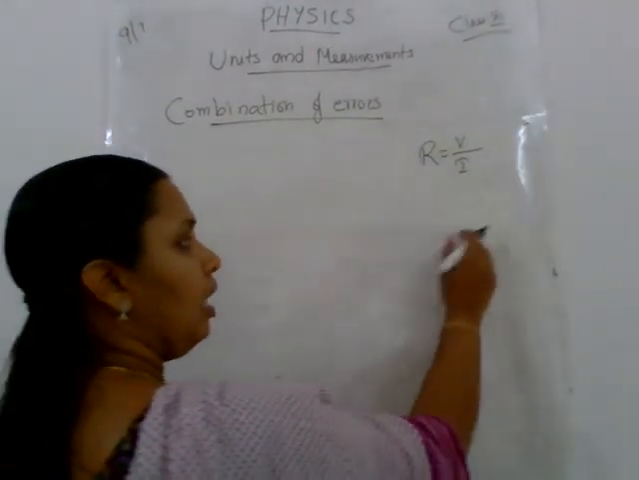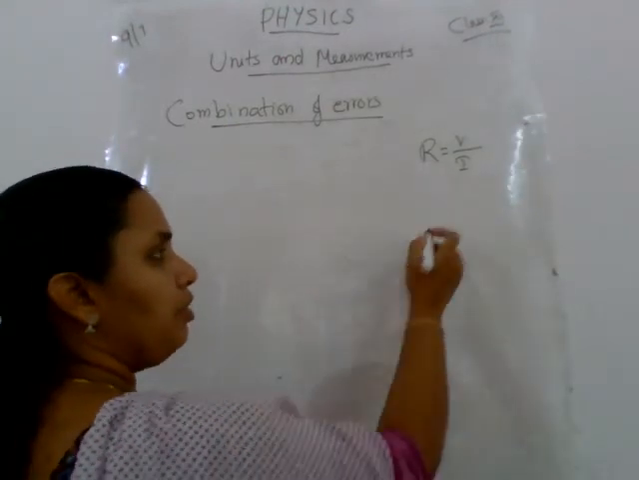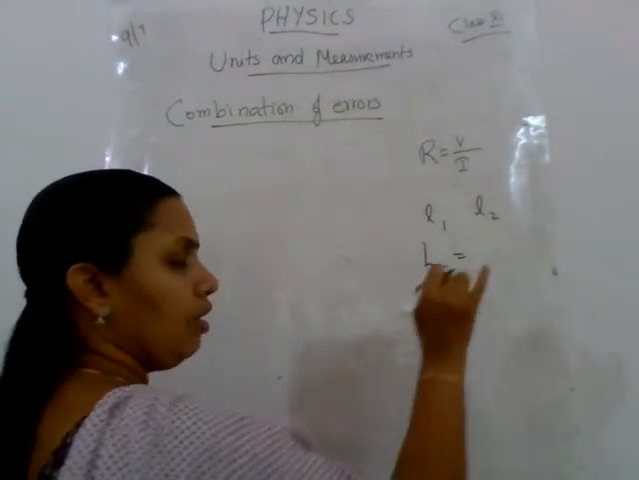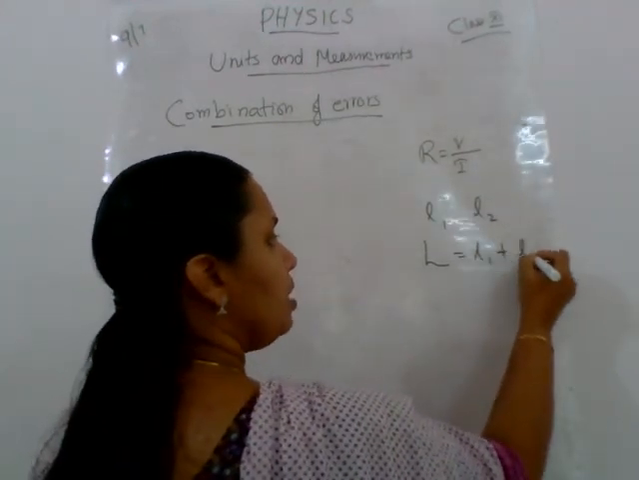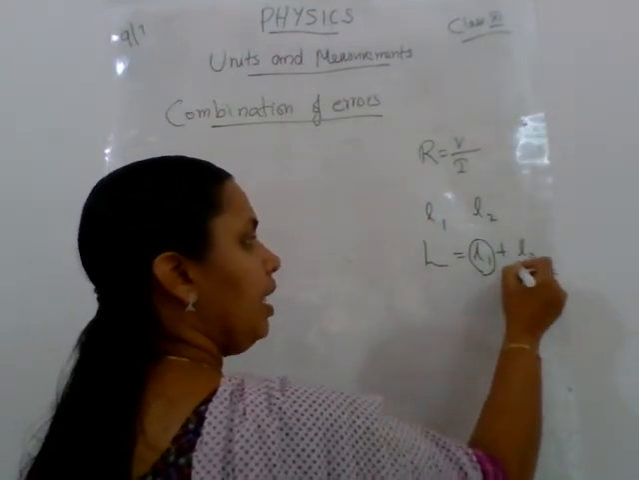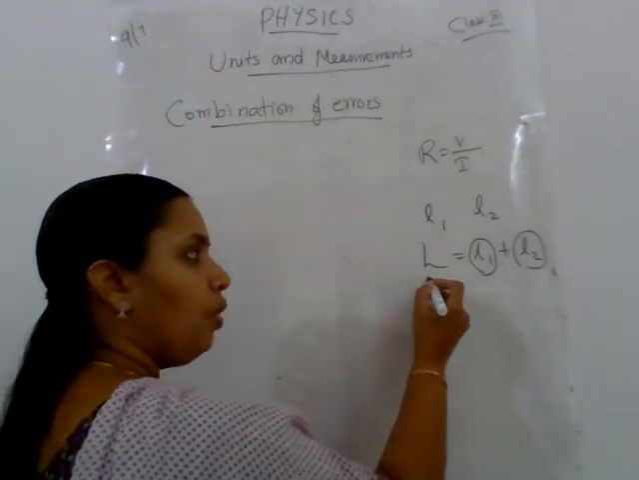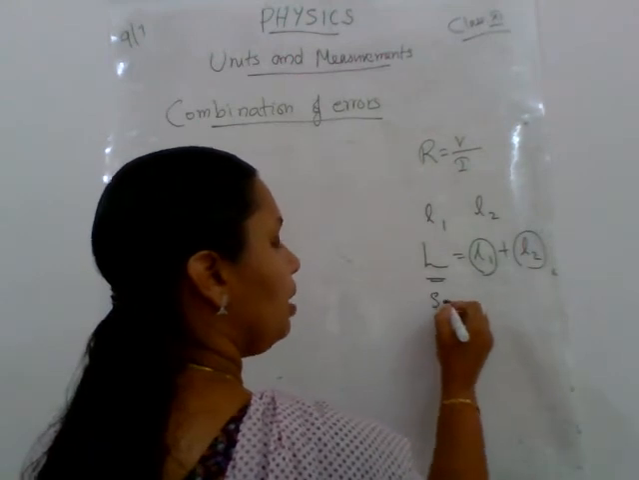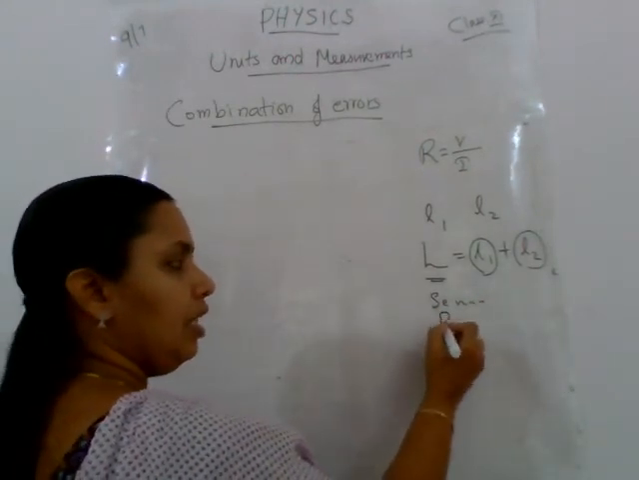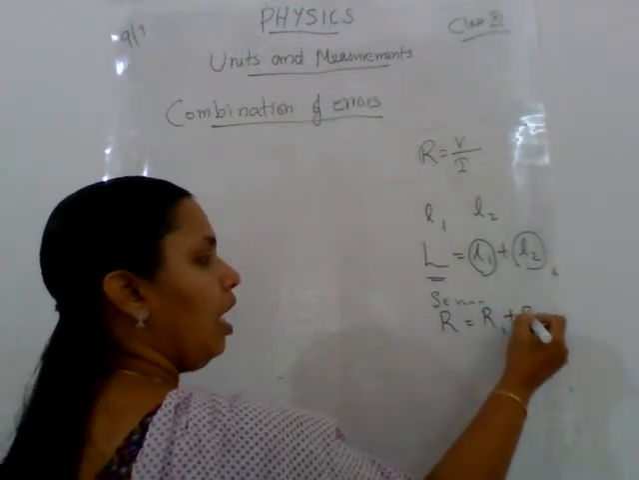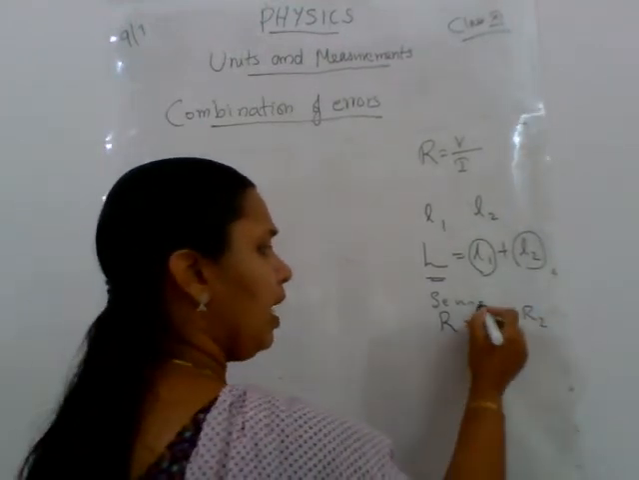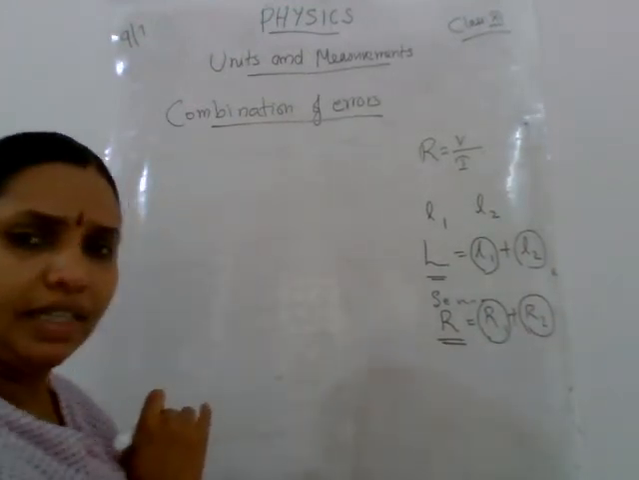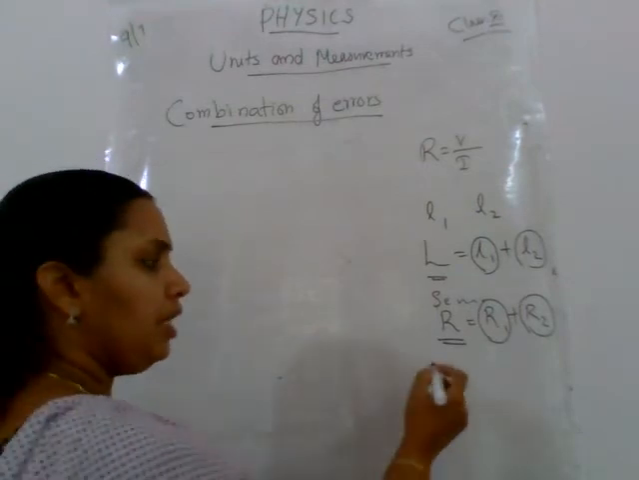And we are adding, say total length we have to find out. First length is L1 and second one is L2. So the total length is equal to L1 plus L2. If there is an error in L1 and an error in L2, how is it affecting the result? Yes, you studied the series combination of resistances. What is the resultant resistance? R is equal to R1 plus R2, isn't it? So if there is an error in R1 and an error in R2, how is it affecting the resultant resistance R?